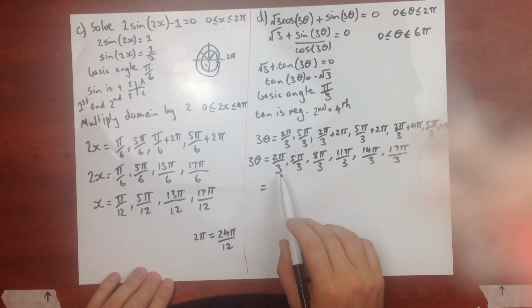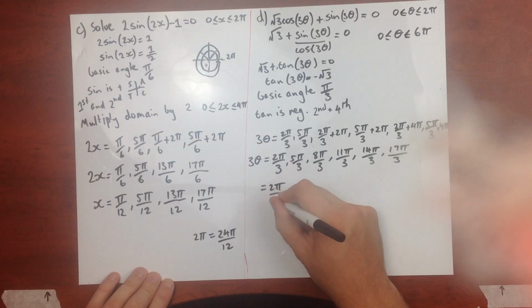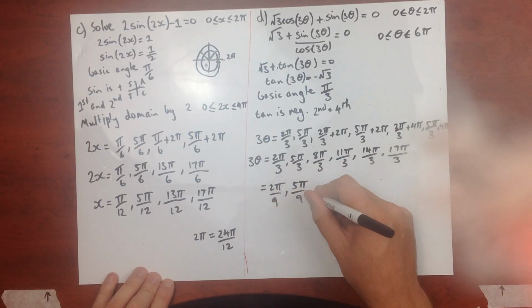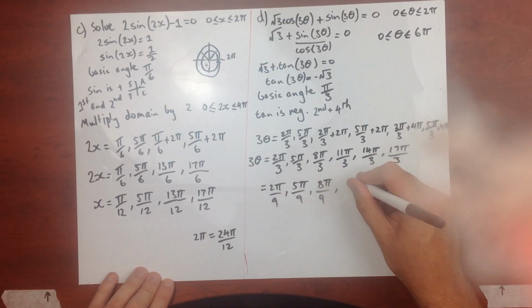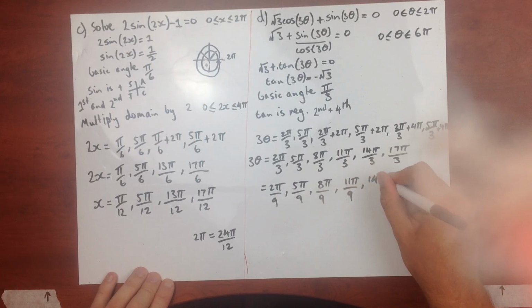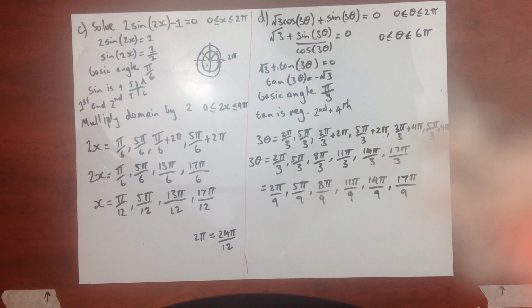To get back in our domain, we need to multiply all these denominators by 3. So we get 2 pi on 9, 5 pi on 9, 8 pi on 9, 11 pi on 9, 14 pi on 9, and 17 pi on 9. And of course 2 pi is 18 pi on 9, so we're inside our original domain.